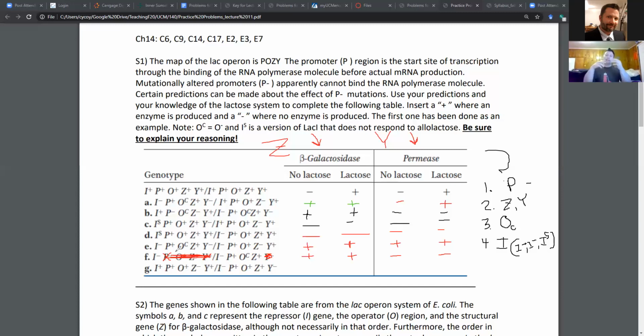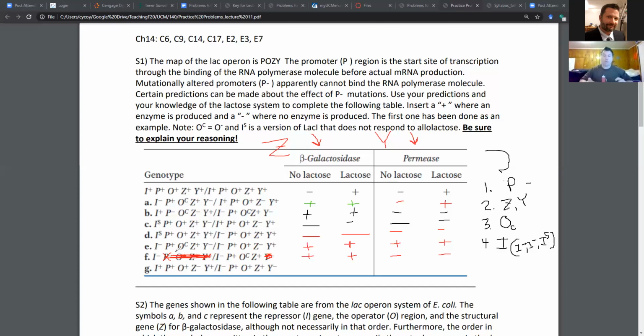Because remember, these are prokaryotes, right? So these are operons. So these are multiple genes controlled by a single promoter. So one polymerase makes this long transcript, and on that long transcript are multiple genes.